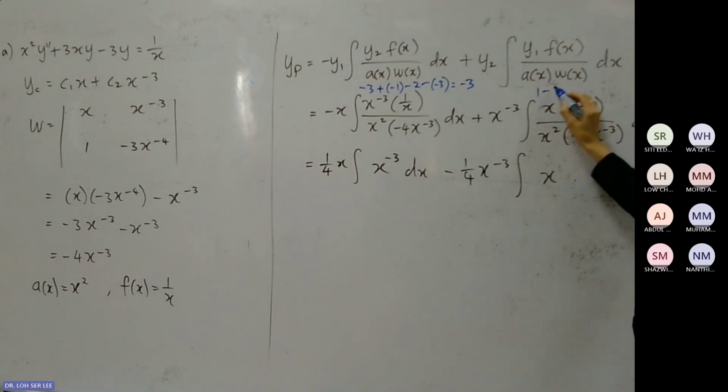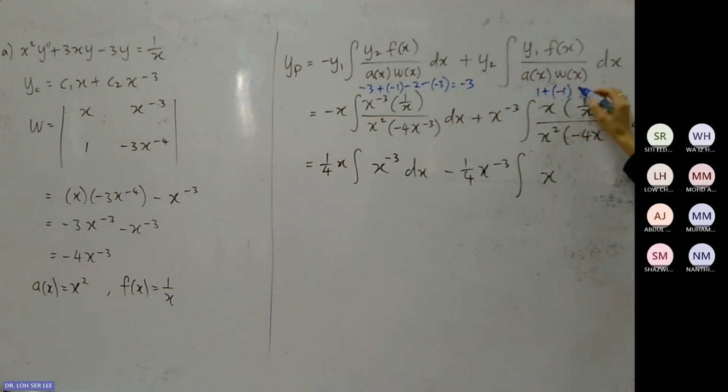1 minus 1 plus 3, 1 plus, this is -1, minus 2 minus -3. This means 3 minus 2, 1. Okay, then you can proceed. Proceed to the integration, then simplify to get your YP.